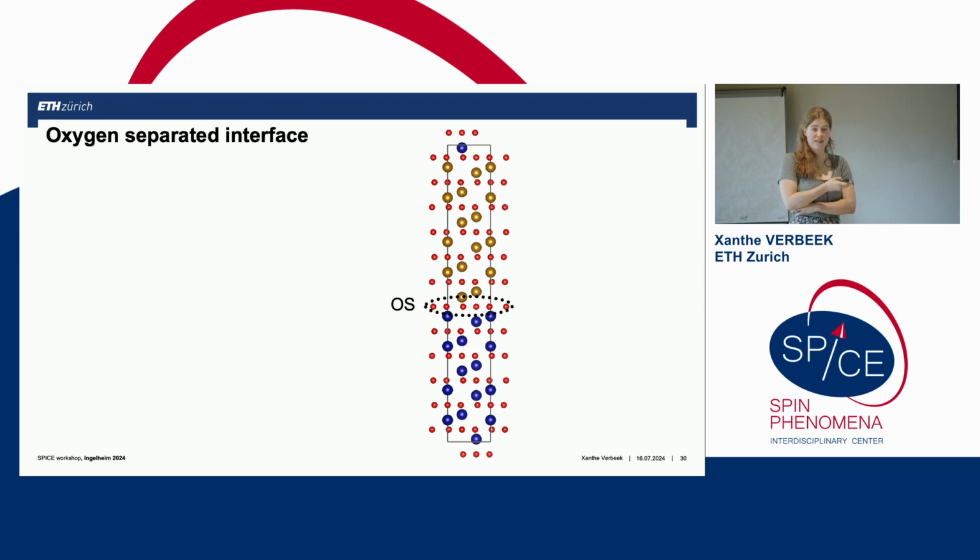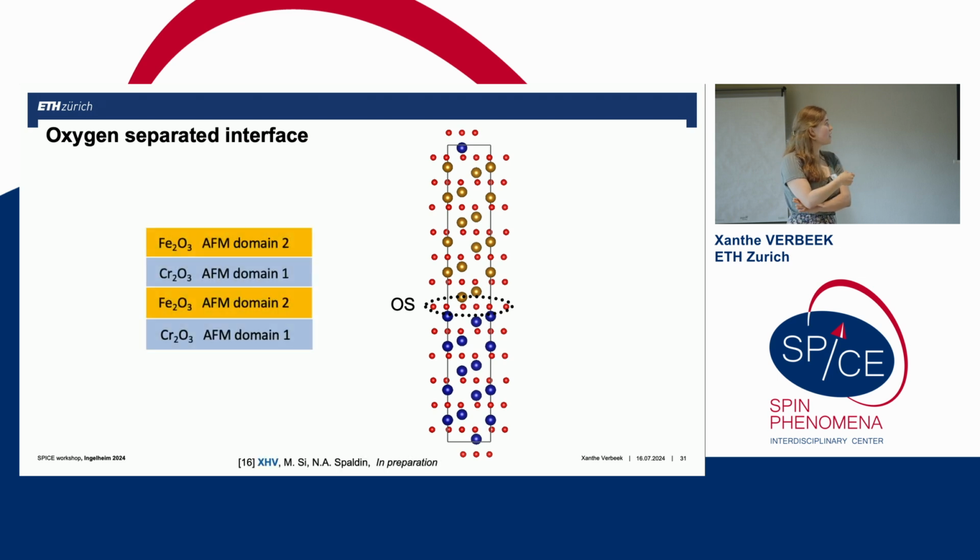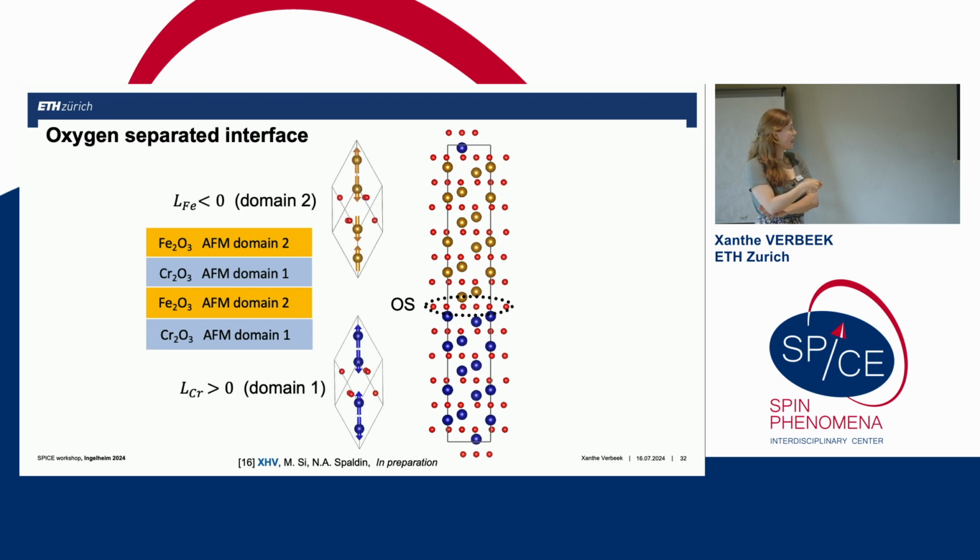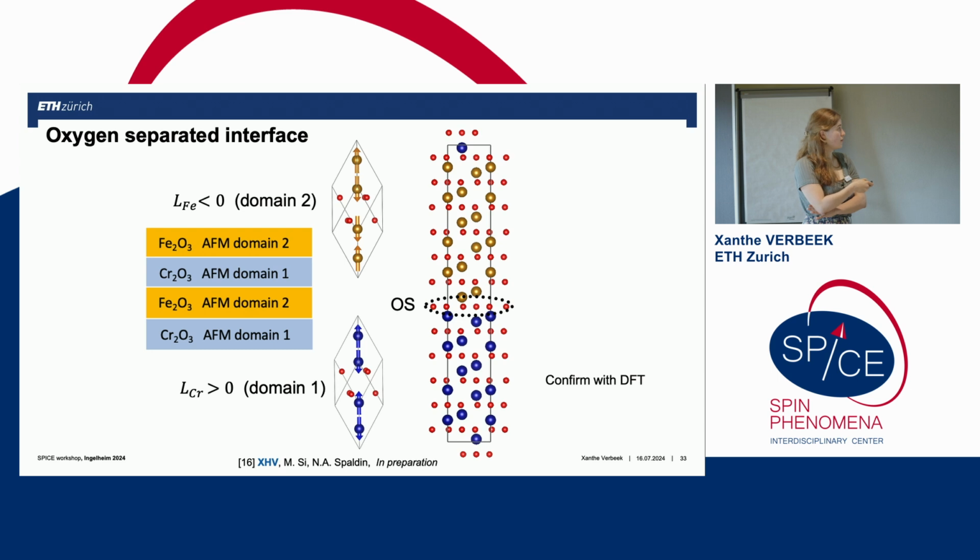but instead we see the other option, that the interface allows us to tune the bulk properties. Specifically, our oxygen-separated interface allows for a specific combination of domains. It combines the chromium oxide domain 1, which has a positive Néel vector, and the iron oxide domain 2. And we checked also with density functional theory using this unit cell that this is indeed the lowest energy configuration, lower energy than, for example, combining domain 1 of both compounds.